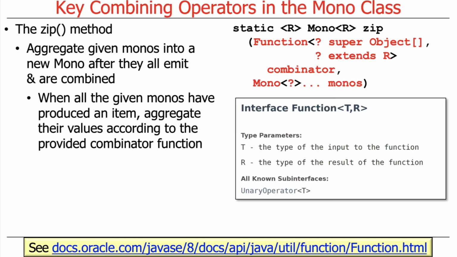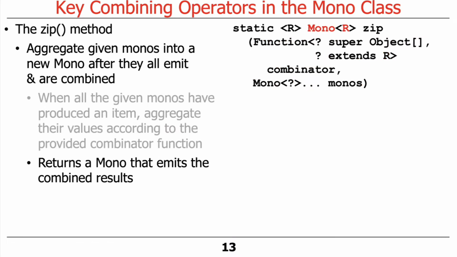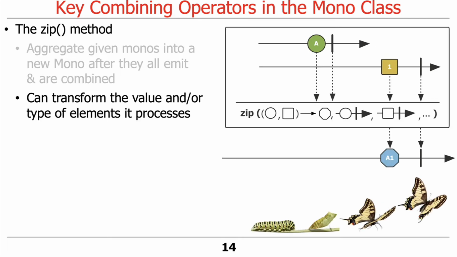This is one of those things where it's actually devilishly hard to find good examples online to show how to use this method. So we will walk through an example to make it much more clear. It returns a mono that emits the combined results. So at a high level, it makes sense. You're taking a bunch of things running asynchronously, and when they all finish, we're going to go ahead and combine them together somehow. And that should sound strangely familiar for reasons we'll talk about in a second.